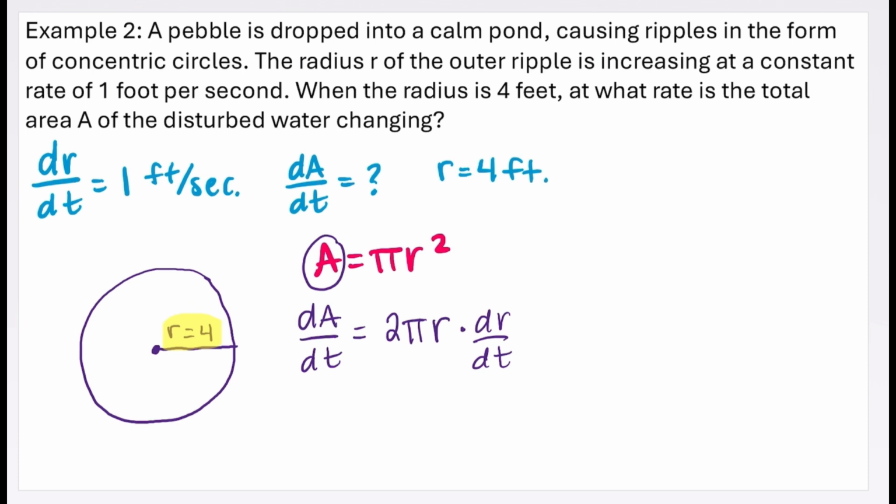Now, when you look at what we have left here, we're trying to find dA dt. So this is our unknown. And then we have r. We know r is 4 at this instance in time that we're trying to find. And we also have dr dt, which is 1 foot per second. So I'm going to go ahead and plug all those values in. I'm going to plug in the units with the numbers when I plug them in.